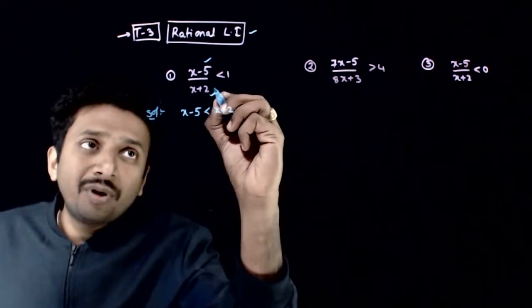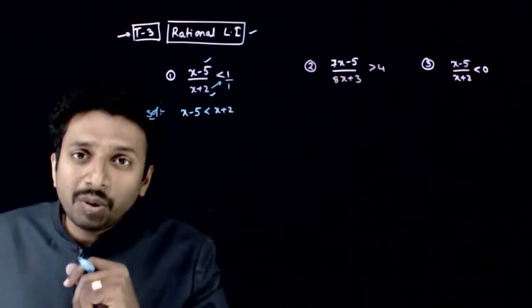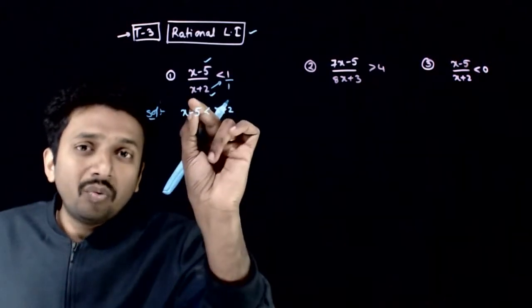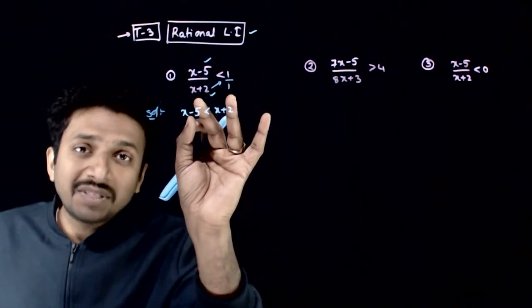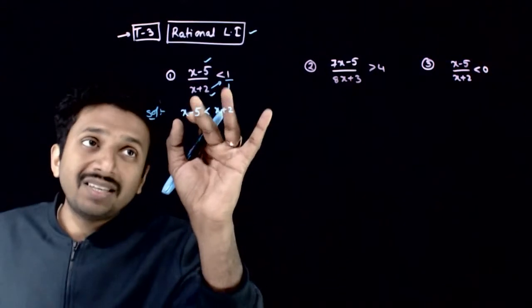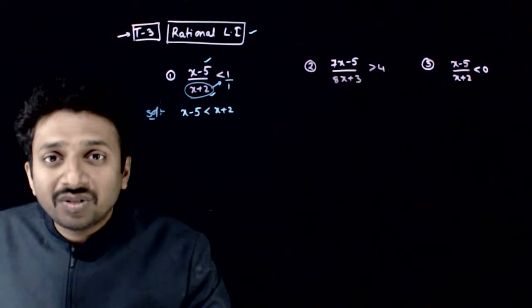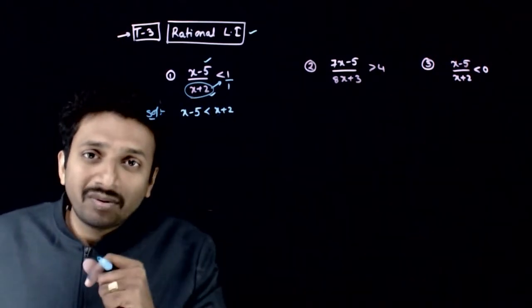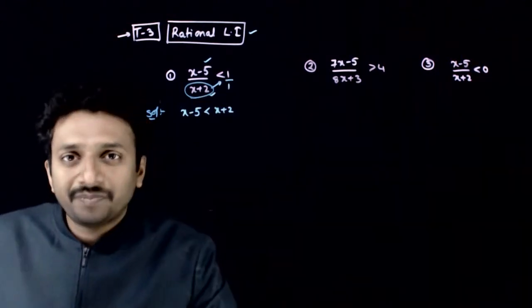Because if you cross multiply this, that means you're using the cross multiplication rule. And we have seen in the cross multiplication rule that when you do cross multiplication, if both of these have the same sign, then the inequality does not change. If both of these have opposite signs, the inequality changes. So we don't know the sign of x plus 2 because x plus 2 is a variable. Is x plus 2 positive or negative? Till I find x, I don't know whether x plus 2 is positive or negative. So I cannot directly do this.